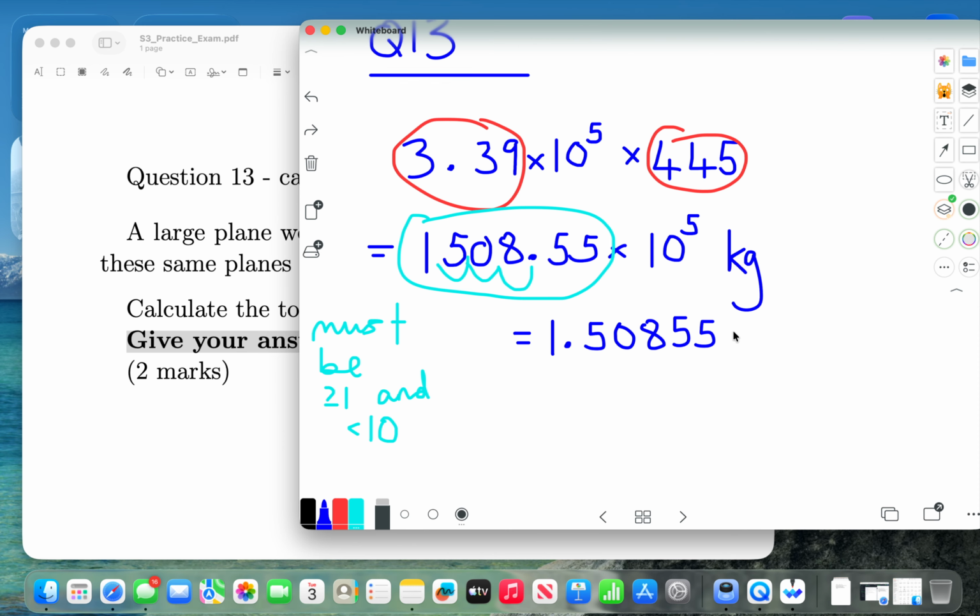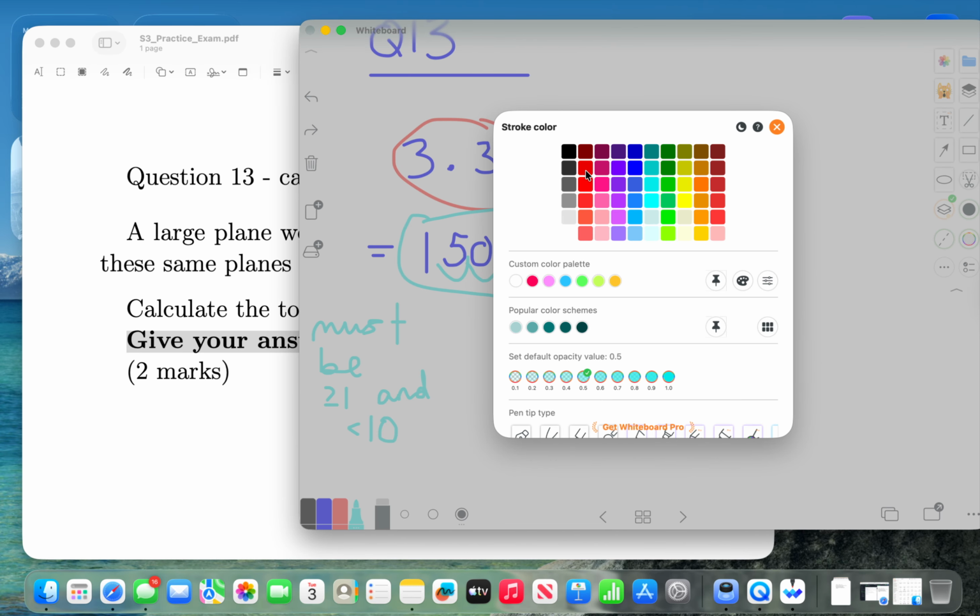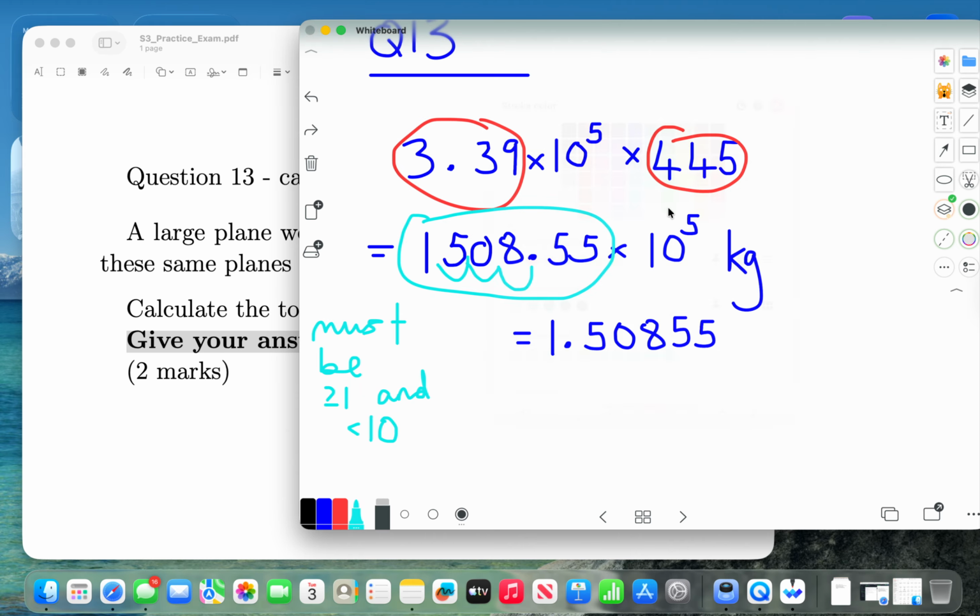Now, because we've divided this by 10 three times, we've moved the decimal point to the left 3 times. This is the same as dividing it by 1000. Now, because we've divided this number by 1000, we have to multiply this part by 1000 to compensate. So we've divided the blue by 1000, we have to multiply this by 1000.